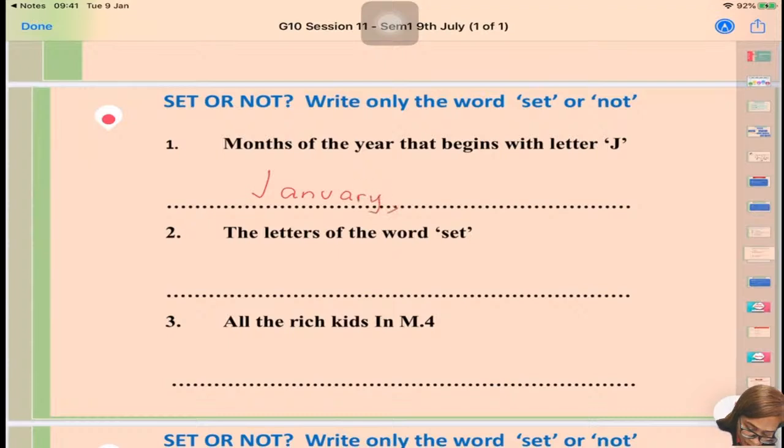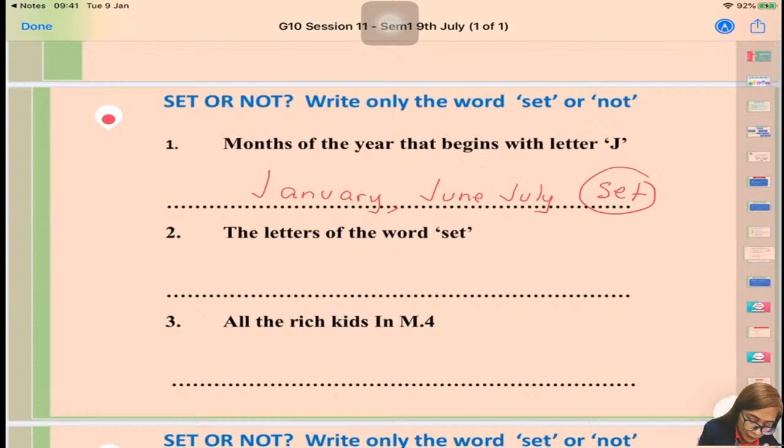Okay, let's have June. Okay, and July. Yeah, correct. What else? Do we have more? No more, right? Okay, so this is considered a set. The answer is a set, yes? Because this is a well-defined collection. Well-defined meaning set.